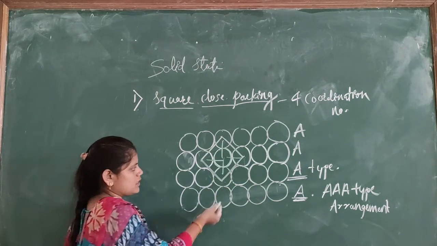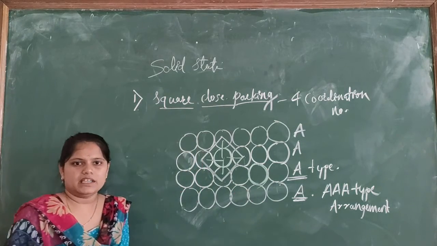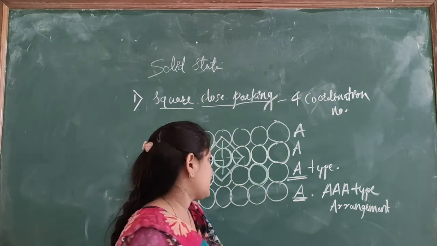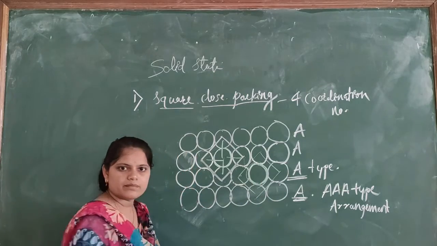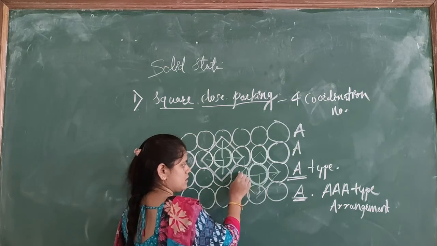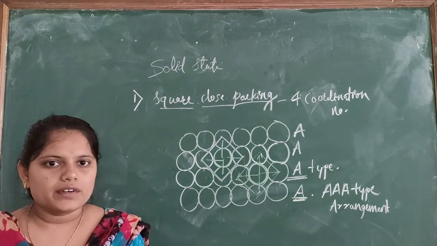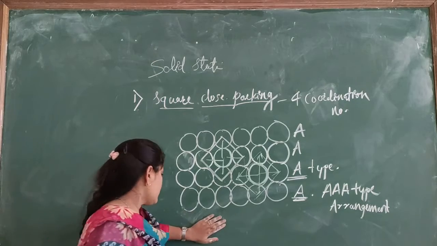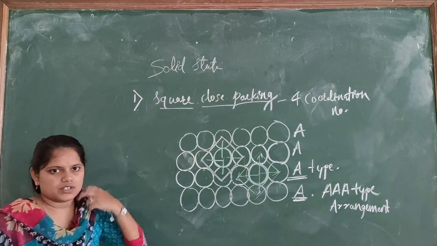Now if you consider this atom also, or any atom in the square close packing, it will remain in contact with 4 neighboring atoms. There is a formation of a square. So it is having one neighboring atom, second, third, and fourth. So each atom will remain in contact with 4 neighboring atoms. Hence it is having 4 as a coordination number.